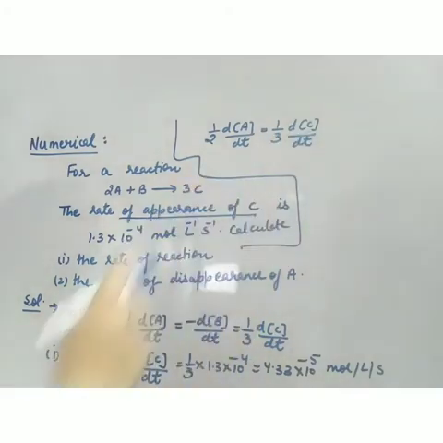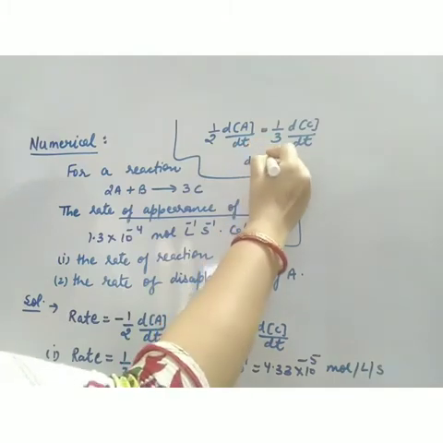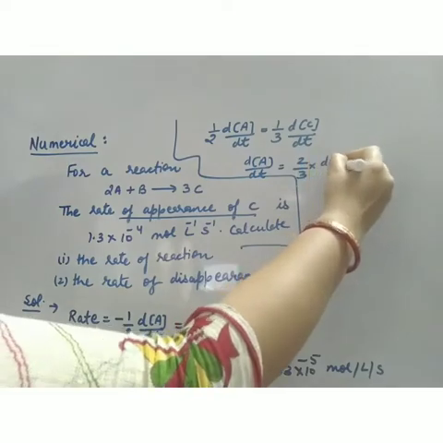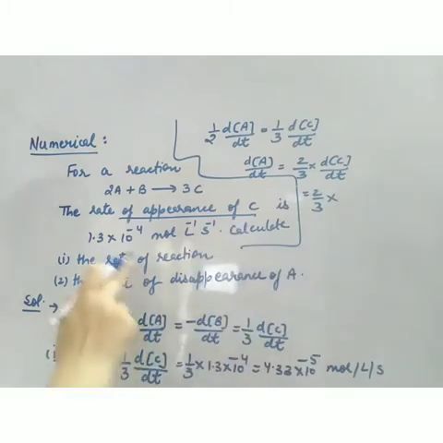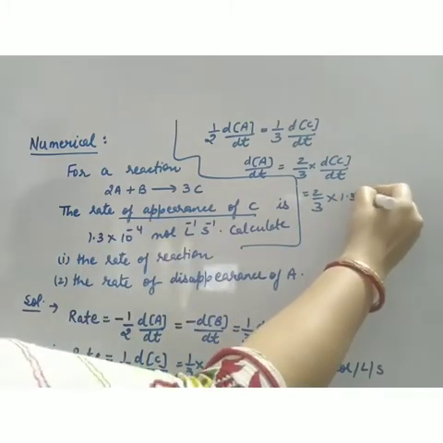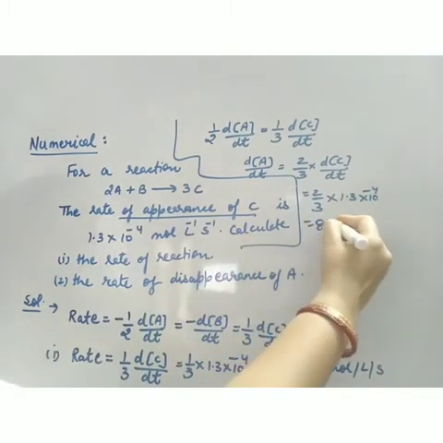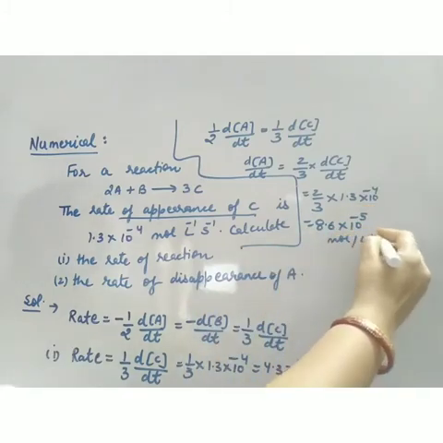Now dC upon dt we know, it is given in the question: 1.3 into 10 to the power minus 4, and we have to calculate dA upon dt. So dA upon dt is equal to 2 by 3 into dC upon dt. It is 2 by 3, and dC upon dt is given as 1.3 into 10 to the power minus 4. If you solve it, you will get the answer 8.6 into 10 to the power minus 5. Again the unit will be the same, that is mole per liter per second.